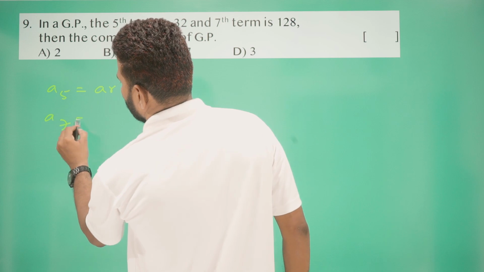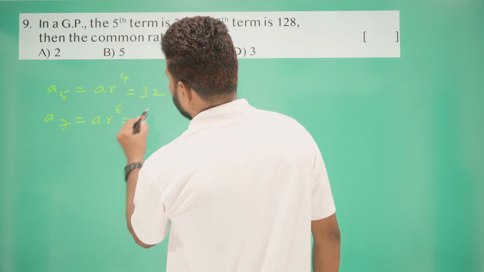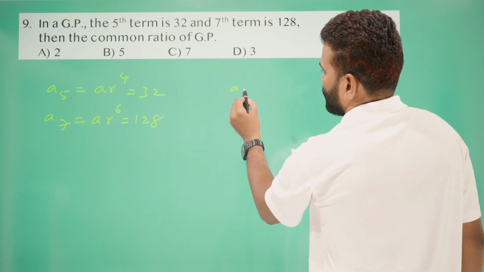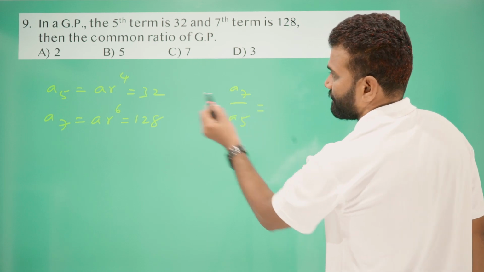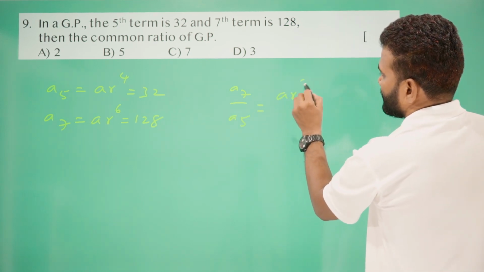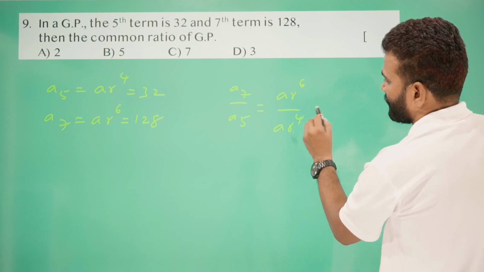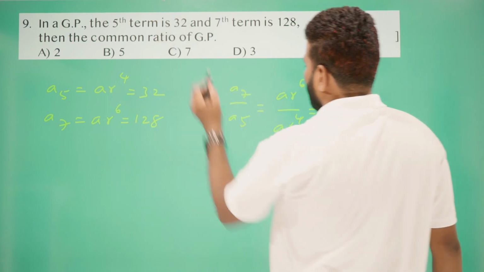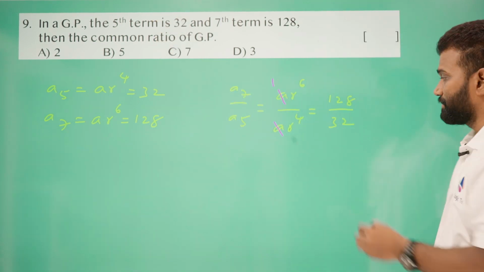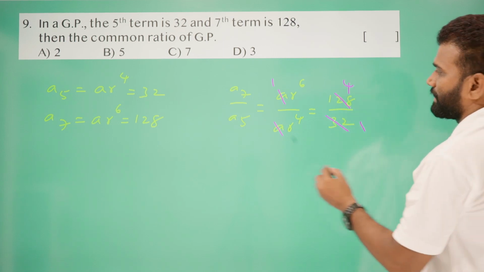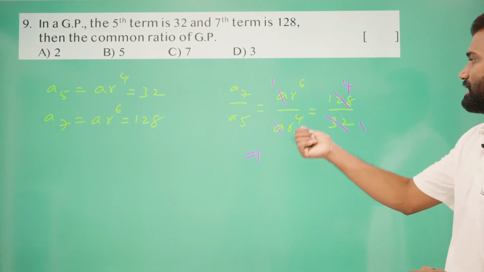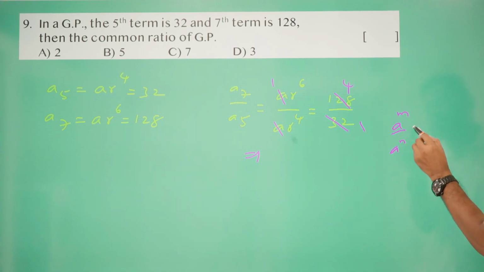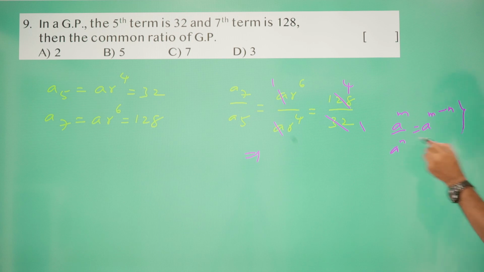And we know that a7 is equal to a into r to the power of 6, which is given as 128. So, on dividing these two, a7 upon a5 is equal to a into r to the power of 6 upon a into r to the power of 4, which is equal to 128 upon 32. Here a gets cancelled, 32 ones are 32, 32 fours are 128, and further r power 6 upon r power 4.